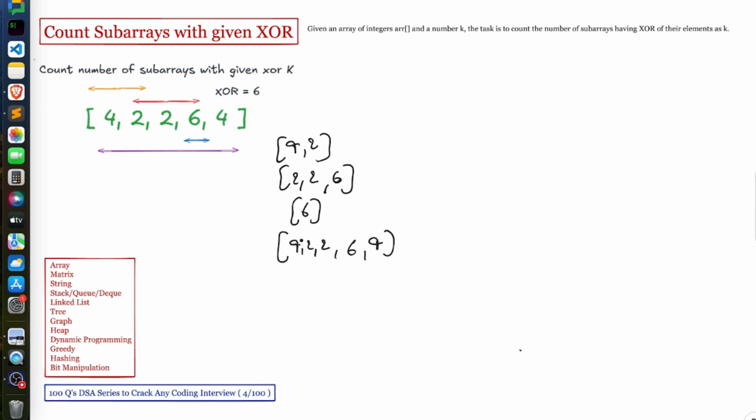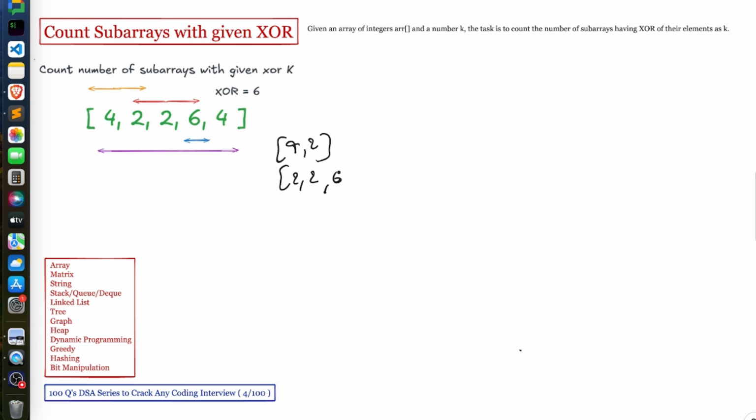Now if you look at the whole complete array that consists of 4, 2, 2, 6 and 4, if you take the XOR of 4 and 4 it is 0, the XOR of 2 and 2 is 0, so what you are left with is just 6. So the XOR is equal to 6. So there are 4 subarrays which we can clearly see, and the XOR of all the numbers in each individual subarray is equal to 6, right?